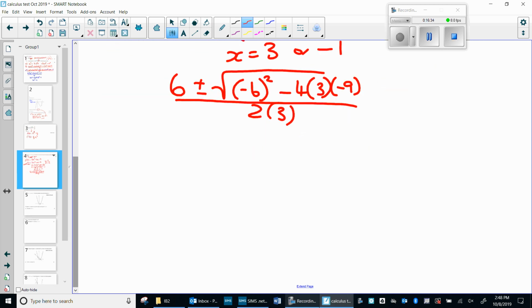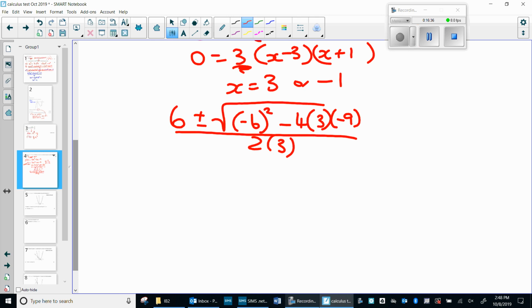Okay? So 6 plus or minus the square root of negative 6 squared. Again, if you're using your calculator, you can make a mistake, but you know it's positive, so it's 36. You've got negative 4 times 3, and then minus 12 times negative 9. 12 times 9 is 108.